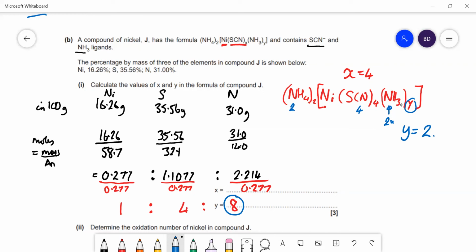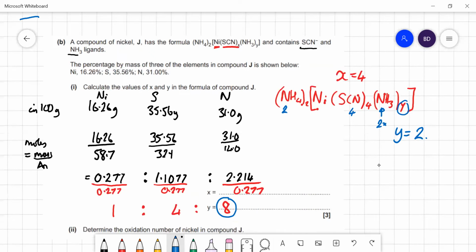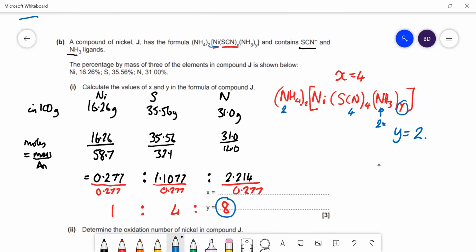Now it says determine the oxidation number of nickel in compound J. How are we going to do that? Well, we've got this complex here. Right, let's do it here and tidy that up. So we're going to have 4 there. That is the full formula of the complex.